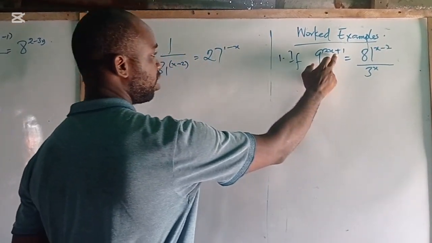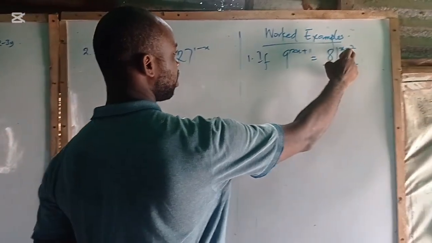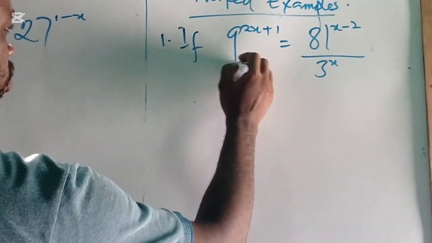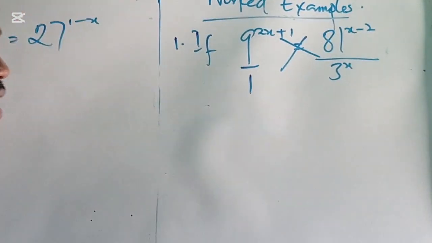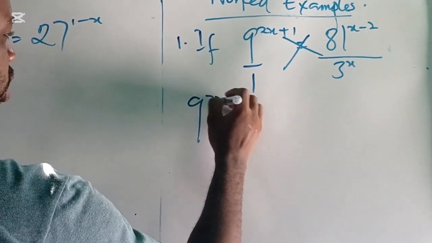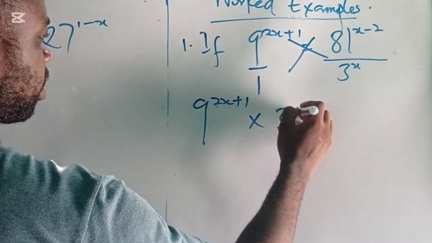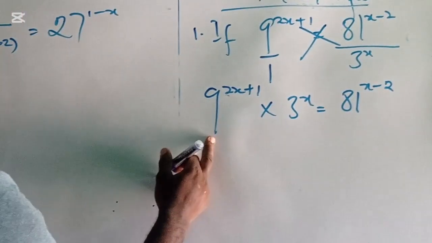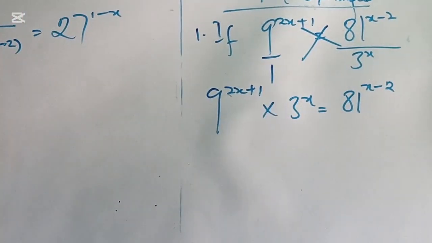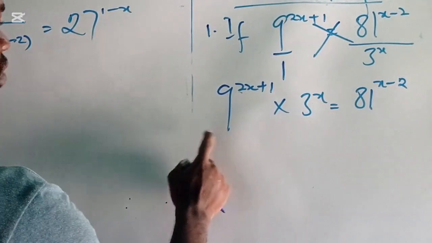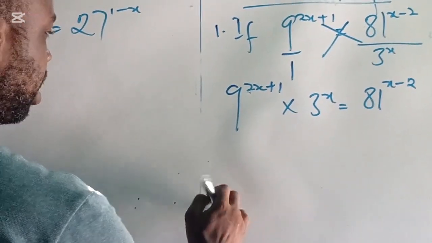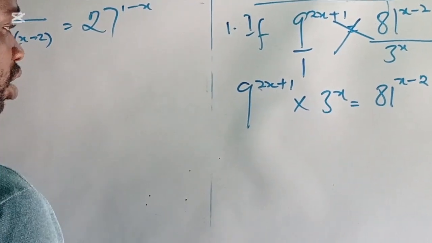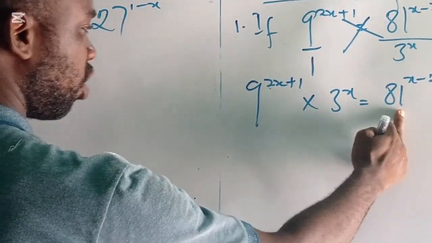This is 9 raised to the power 2x plus 1 equals 81 raised to the power x minus 2 over 3x. The logical thing to do here will be to cross multiply. If we cross multiply, we have 9 to the 2x plus 1 times 3x equals 81 to the x minus 2. With 9, 3 and 81, our first rule of thumb is to convert everything to base 3. We ask ourselves, what number are we going to append to 9 so that it gives us a base of 3?